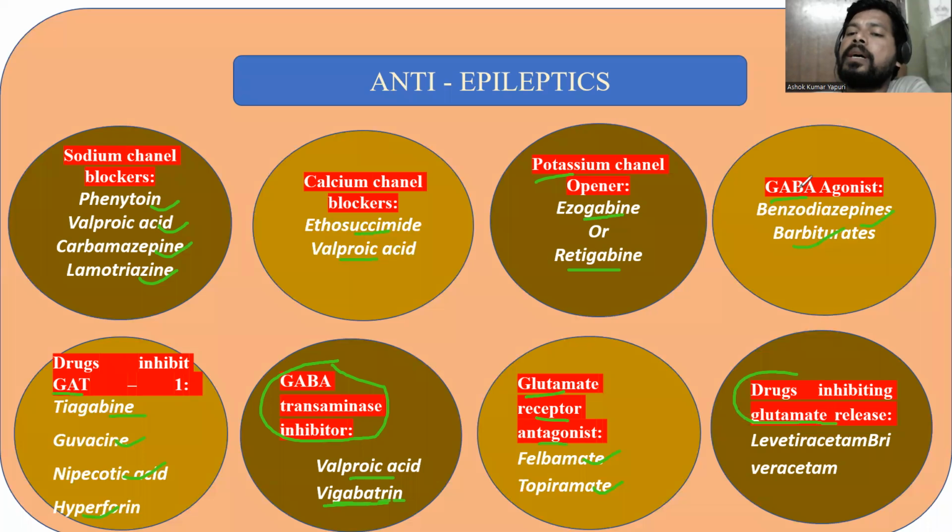And apart from that, GABA mimics or GABA agonists like gabapentin. Gabapentin also shows action similar to the GABA. So this is a review on the anti-epileptic drugs.